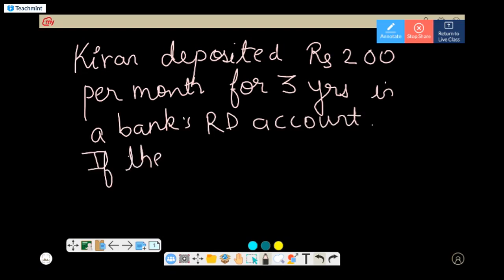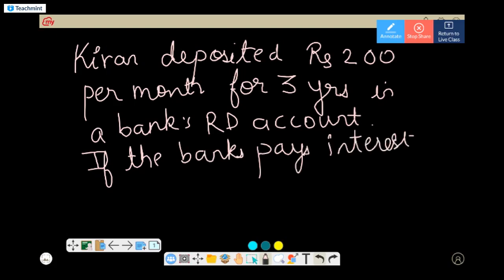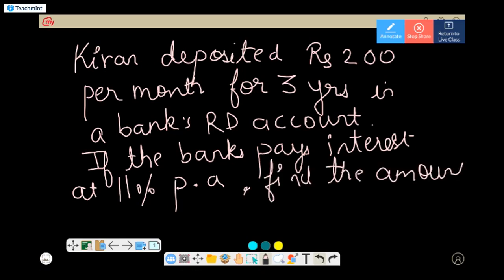If the bank pays interest at 11% per annum, PA. What is PA? Per annum. Annum means what is per annum? Per year. Correct. It is calculated annually, that is for one complete year. Find the amount she gets on maturity.